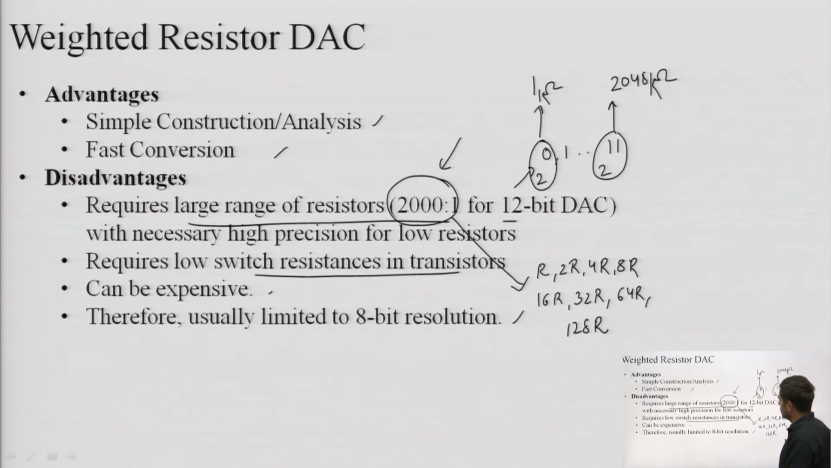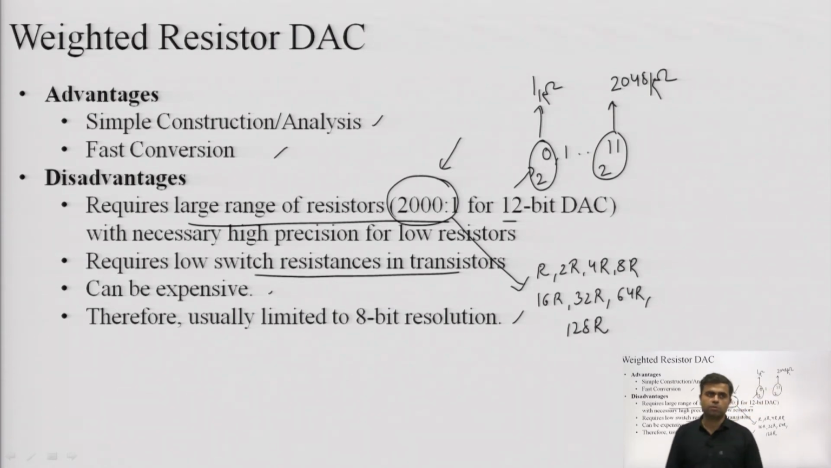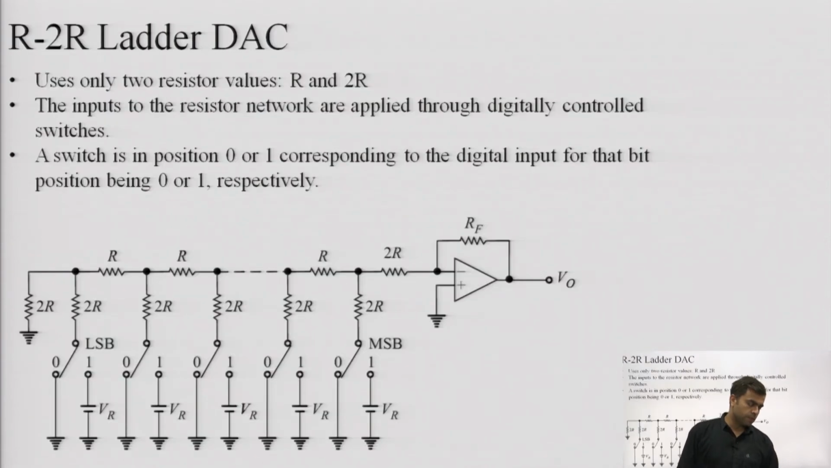Okay. So these will be the different set of resistances which will be required for this 8-bit resolution. So these are some advantages, disadvantages. Now let's proceed towards the second D2A converter, which is named as R2R ladder DAC.